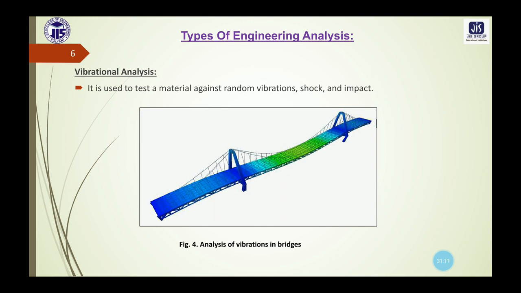Next we have vibration analysis. It is actually used to test a material against random vibrations, shock and impact. Each of these incidences may act on the natural vibrational frequency of the material, and in turn may cause resonance and subsequent failure. The analysis of vibration in bridges is shown here with the help of a diagram of the software simulation.